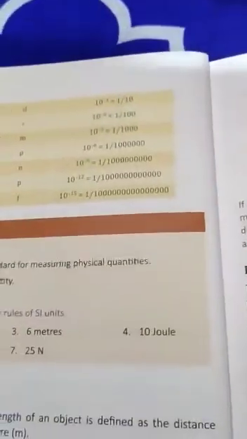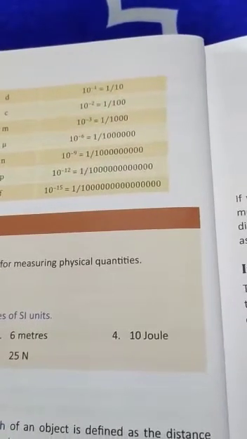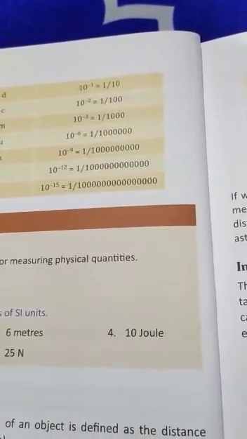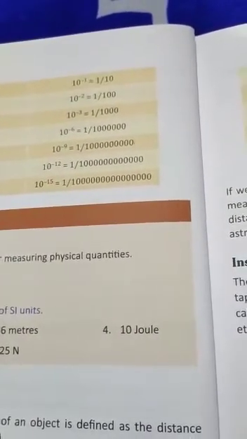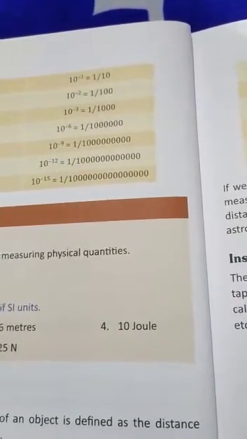Submultiples: deci 10 to the power minus 1, centi 10 to the power minus 2, milli 10 to the power minus 3, micro 10 to the power minus 6, nano 10 to the power minus 9, pico 10 to the power minus 12, femto 10 to the power minus 15.